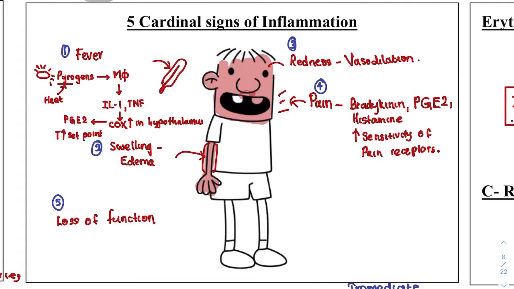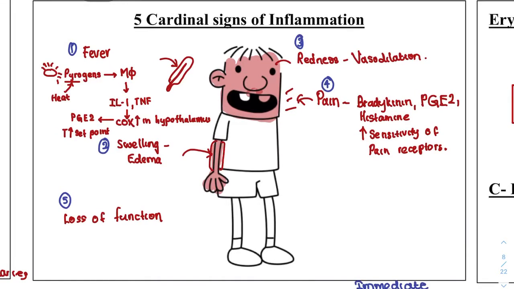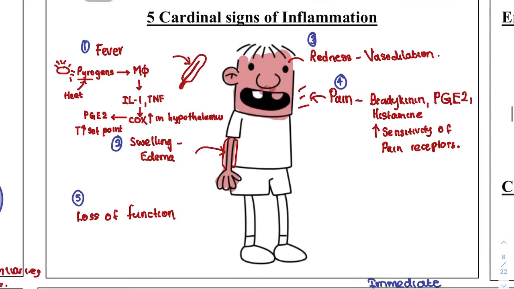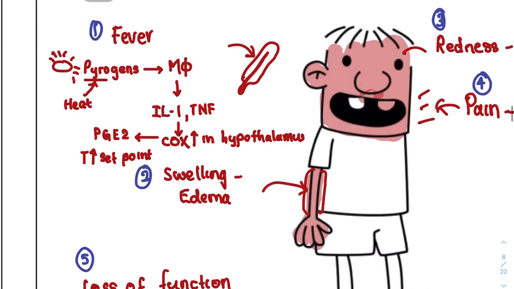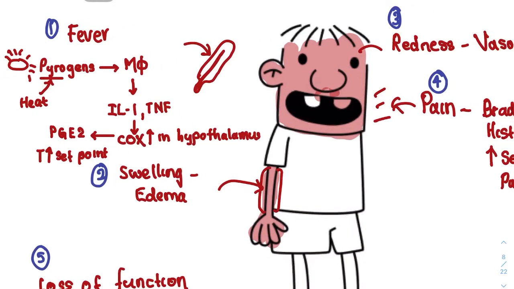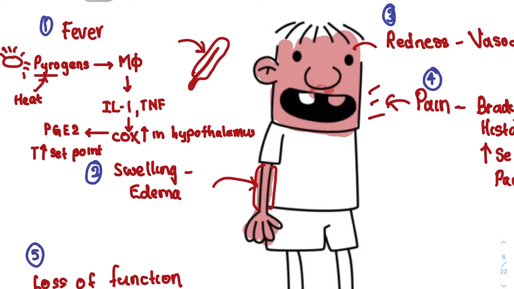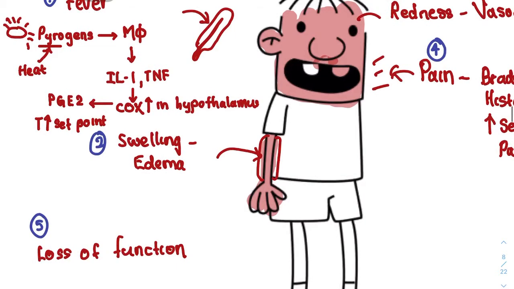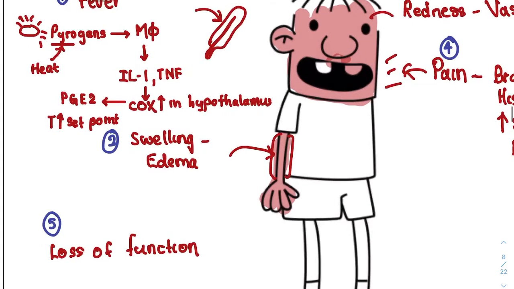So first, fever. That is because bacteria or whatever infecting organism can release some substances called pyrogens. Pyro, it's a prefix for heat production, in the sense fire. So these pyrogens are taken up by macrophages and cause the release of interleukin 1 and tumor necrosis factor, TNF, and that causes an increase in cyclooxygenase in the hypothalamus. That COX will break down into prostaglandin E2 and cause the normal body set temperature to rise to a new one.